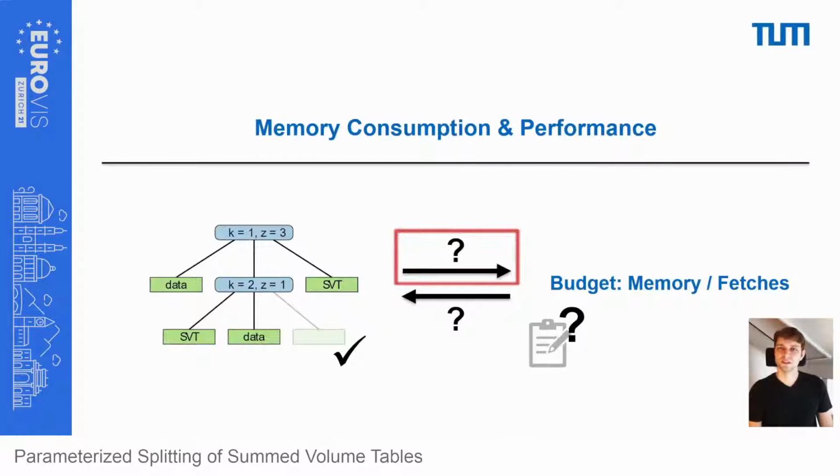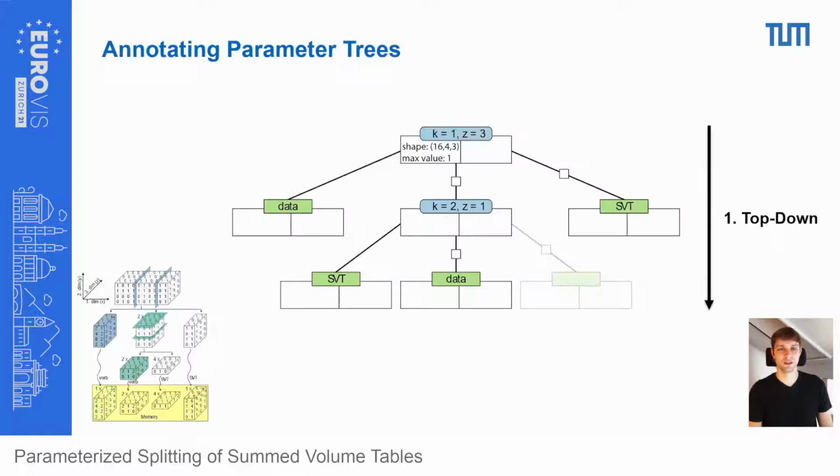Now with the parameter tree at hand, we can answer the question of how to compute the memory footprint as well as the number of data fetches required for recovering a prefix sum. The algorithm to do so proceeds in 3 phases. In the first phase, the top-down phase, we propagate shape information into the leaves as well as information about the maximum possible value of a block that can occur when setting all data entries in the initial volume to the largest expressible integer of 2 to the power of the precision of the dataset minus 1.